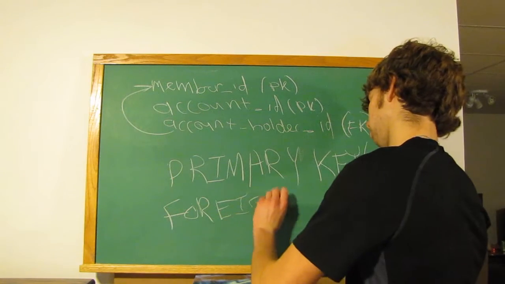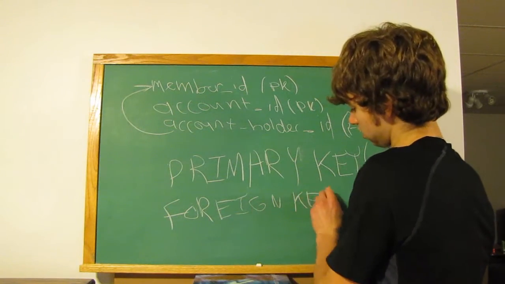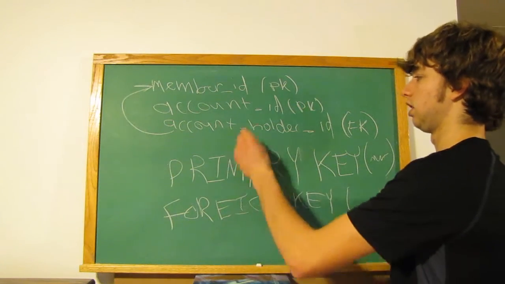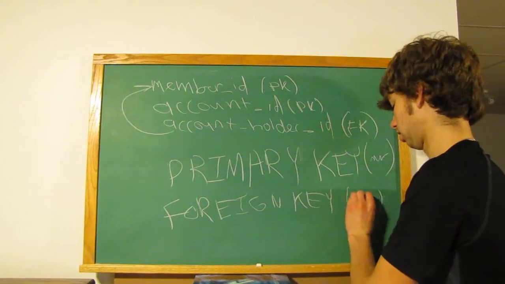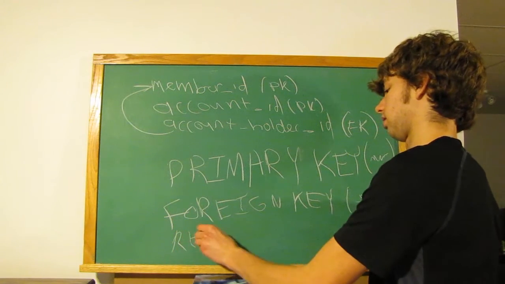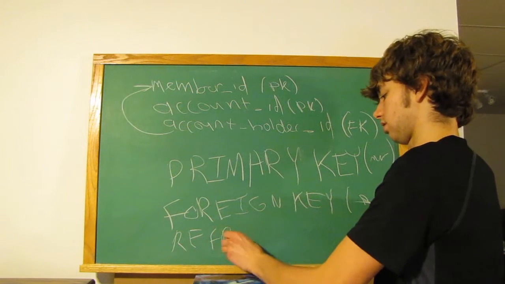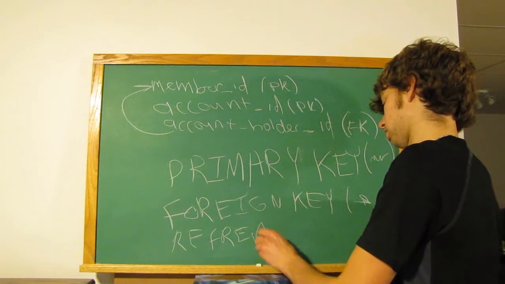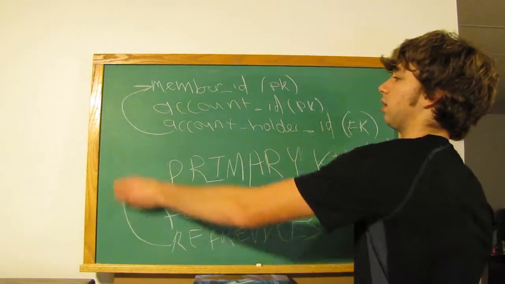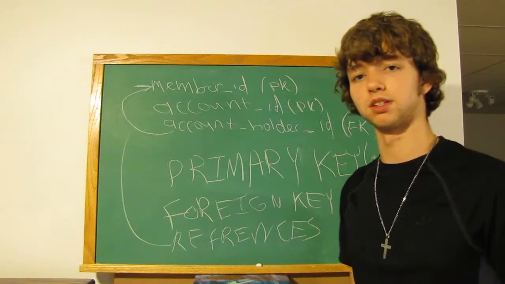Then when we go to the foreign key, I think this one's right. We would say foreign key, account holder ID in here. References, member ID. So we'd say references, and then we would point up to this one. So that's how everything is connected.